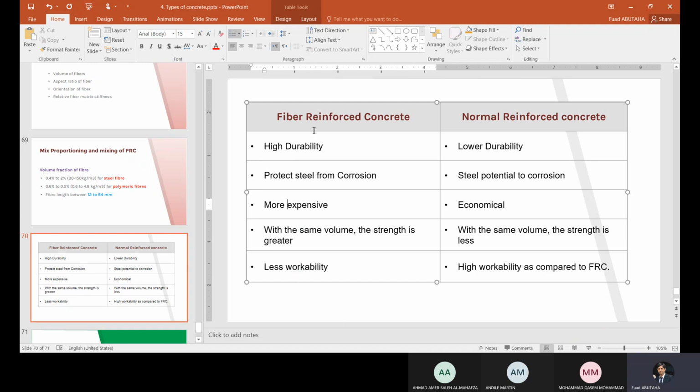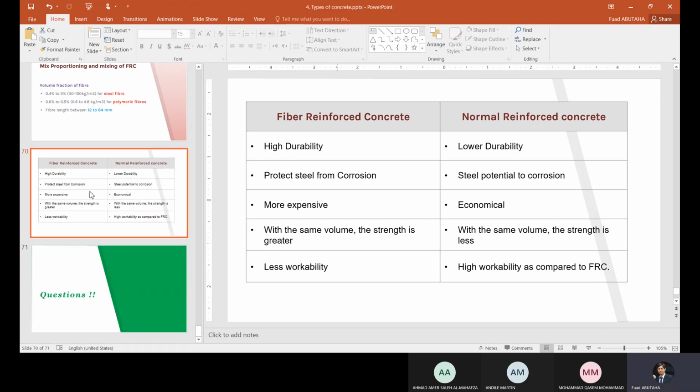Steel fibers would be less workable as compared with normal concrete. So this is a comparison between using fibers and not using fibers in the concrete.